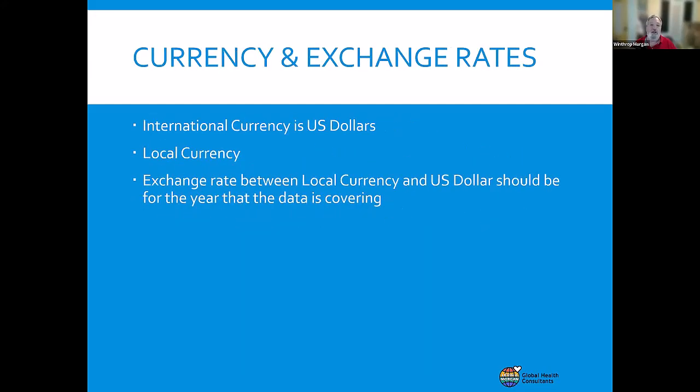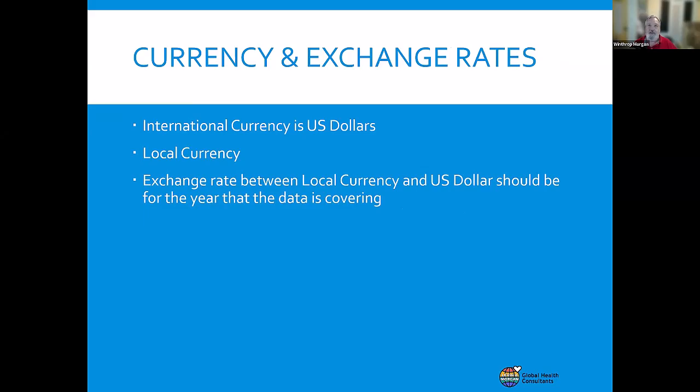When you're working on your currency exchange rates, remember that the international currency we're using is always US dollars. Use your local currency, and when you're setting up an exchange rate, make sure that you use it for the year that the data is covering.